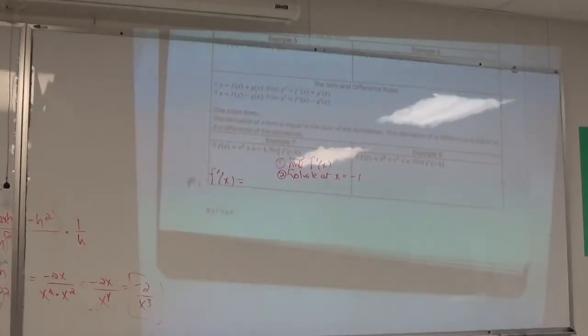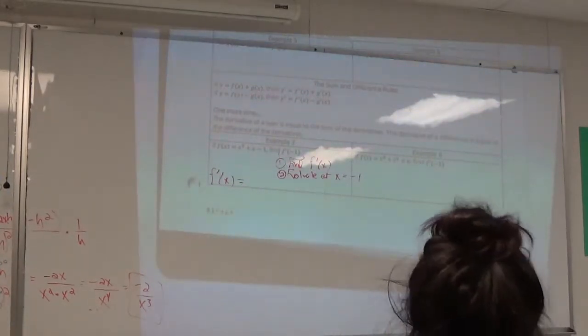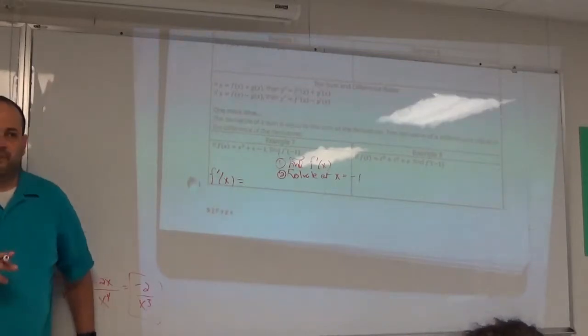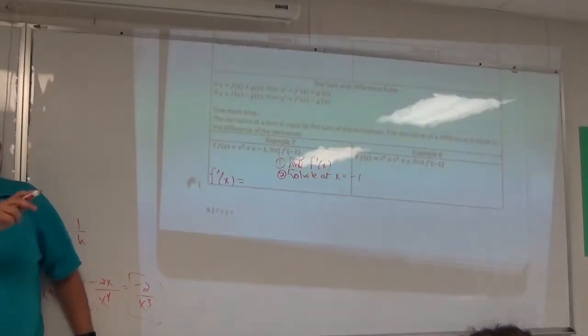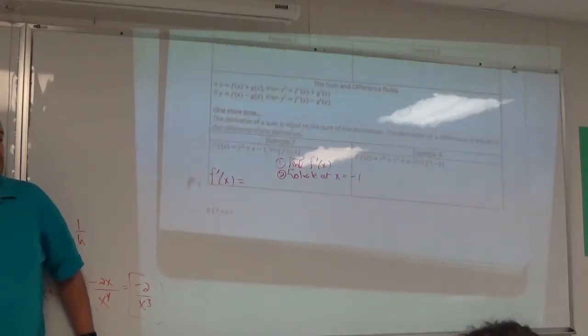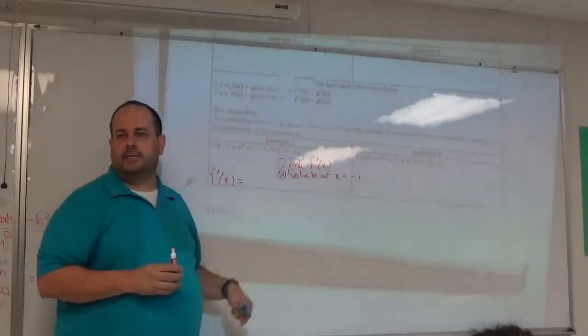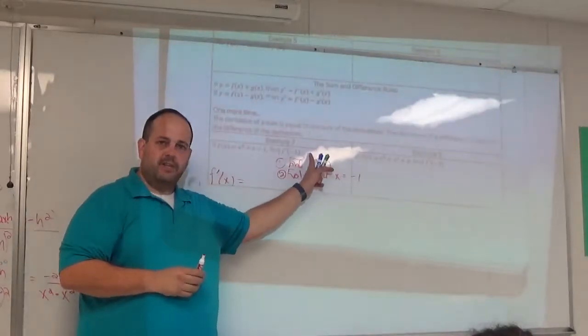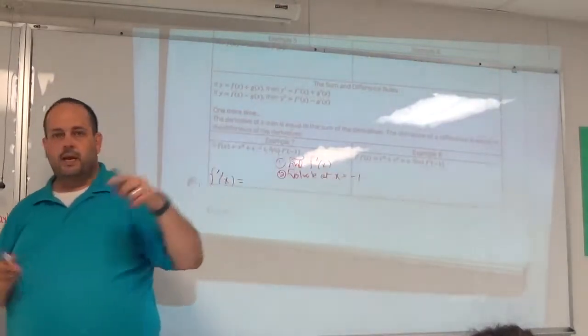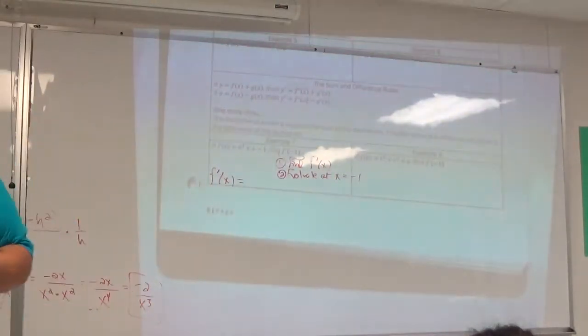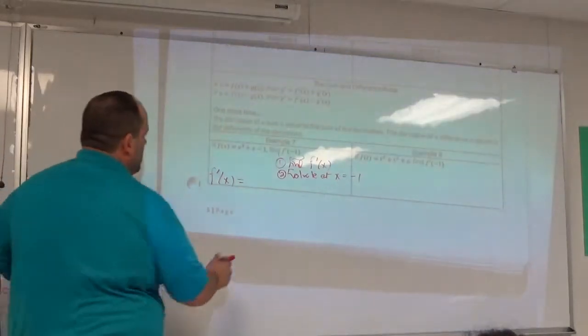f of x equals x cubed plus x minus 1. Raise your hand when you think you've got f prime of x. I see 1, I see 2, I see 3. What does 2 say? 2 says evaluate at x equals negative 1. First you find the derivative, then you plug in. I see 5, I see 6. Karina, what do you got for me?